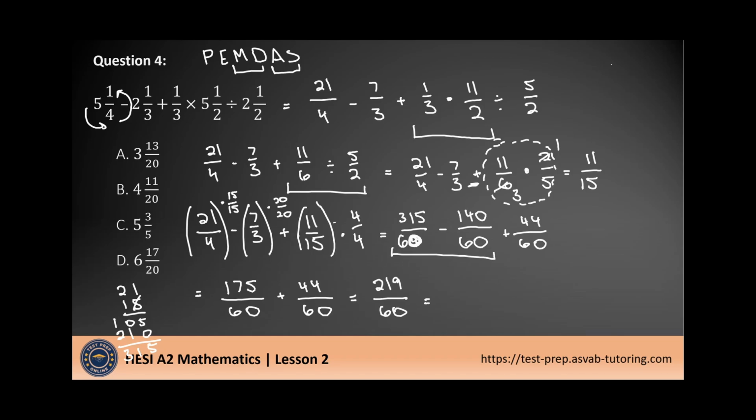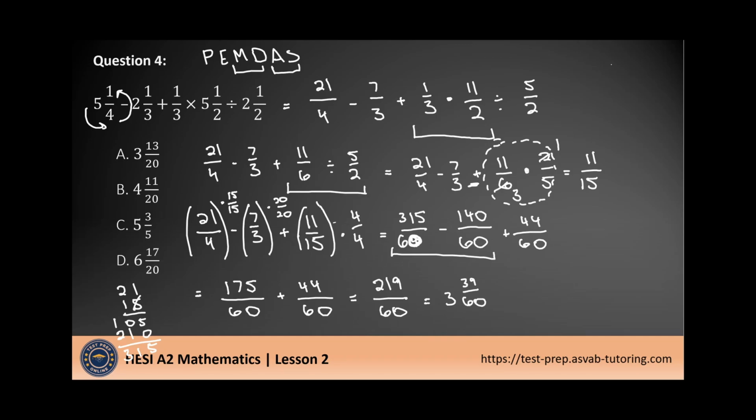How many times does 60 go into 219? Well, I know 60 times 4 would be 240, right? Because 6 times 4 is 24, we would add a 0, 240. That's too much, so it's going to be 60 times 3. So our whole number is going to be 3, and that would be 180. The difference between 219 and 180 is going to be 39. So that'll be 39 over 60.